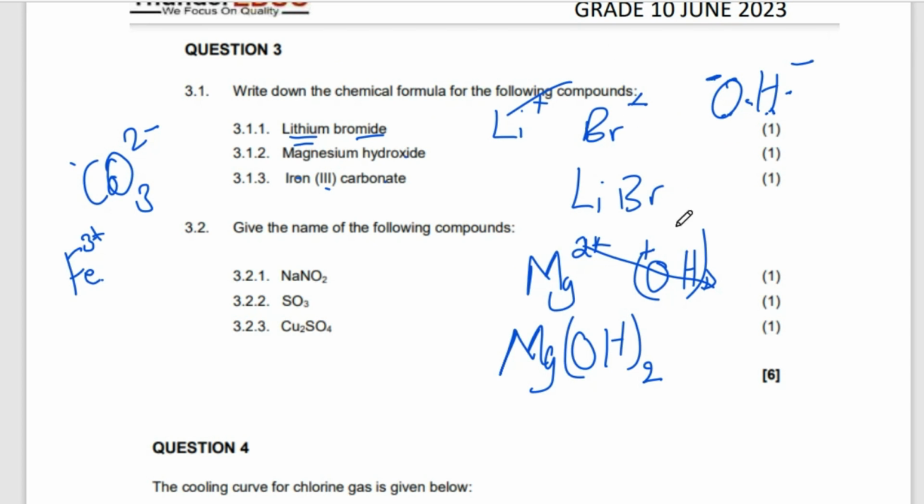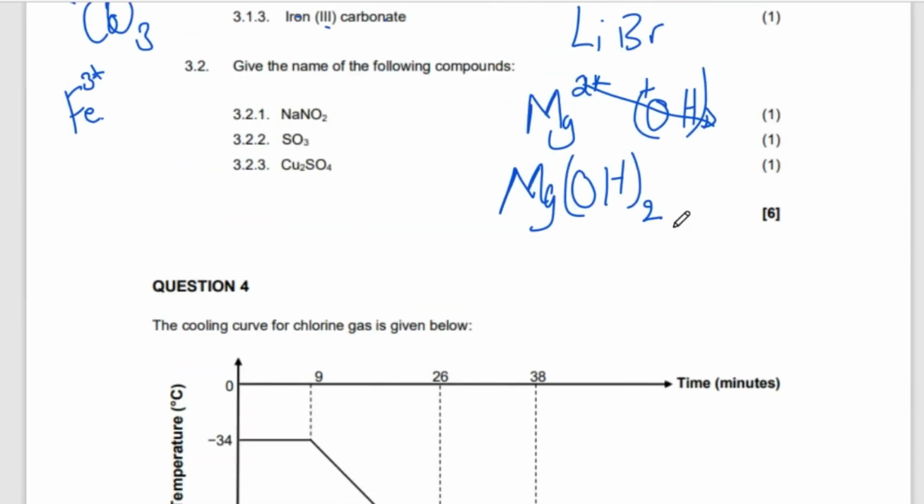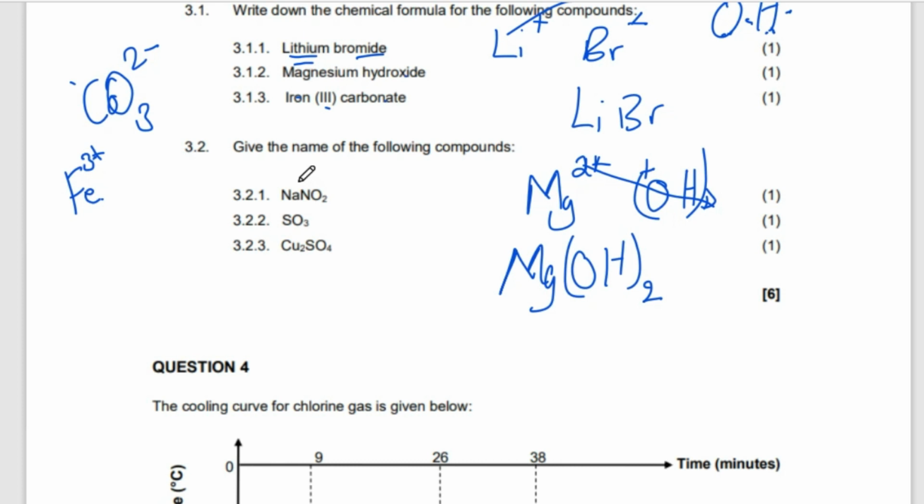Then we go to the next question. The next question is: give the name of the following compounds. How do we name this? Go to the periodic table, find this. So this is sodium, this is nitrogen and oxide, but the oxide there are 2, so it's going to become sodium nitrogen dioxide. But we don't read it like that.